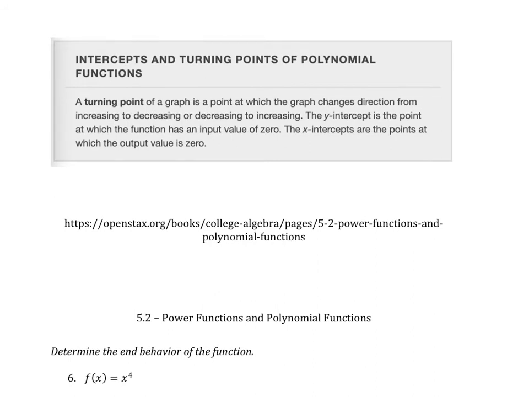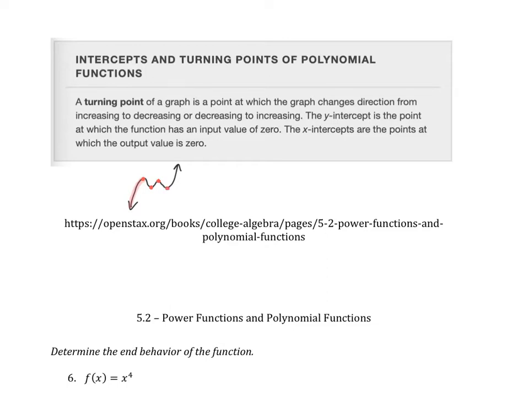Okay, so intercepts and turning points of a polynomial function. A turning point of a graph is a point at which the graph changes direction from increasing to decreasing or decreasing to increasing. Let me stop right there and do a quick example. If I have a graph that looks like this, and you want to look for turning points, a turning point happens here because it goes from increasing to decreasing. It's going up until I get here, and then it starts to go down. It's decreasing. So this is a turning point. This is another turning point. Here is a turning point, and here is a turning point.